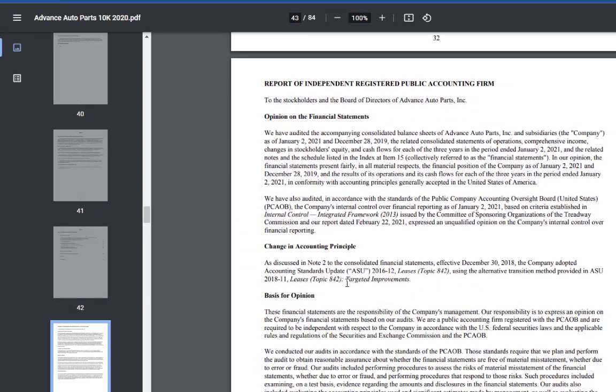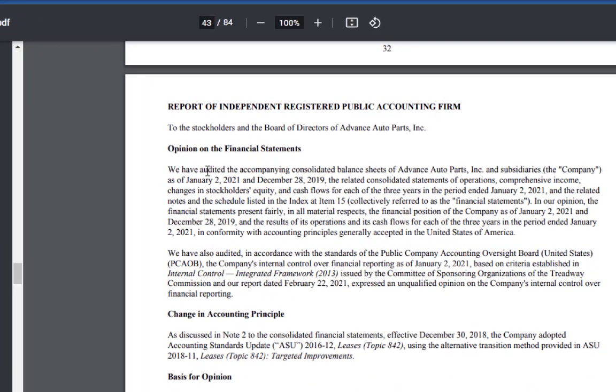So if I go here, mine's at the beginning, yours may be at the end. It should say Report of Independent Registered Public Accounting Firm, and it will say there is an opinion on the financial statements. Right? So notice we have audited the accompanying consolidated balance sheets and subsidiaries, and it talks on and on. In our opinion, so I'll just highlight this if I figure out how to do that.